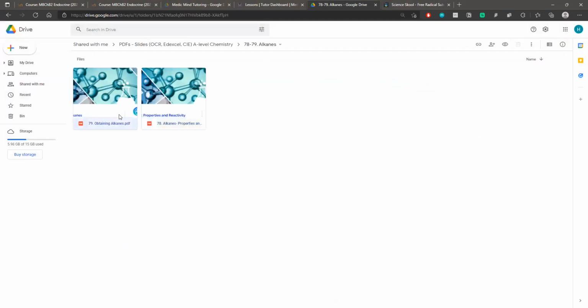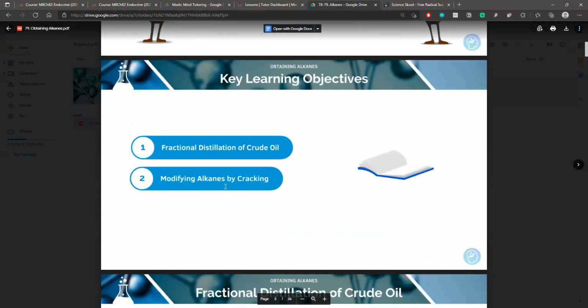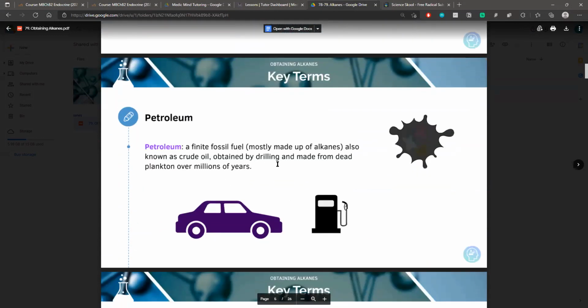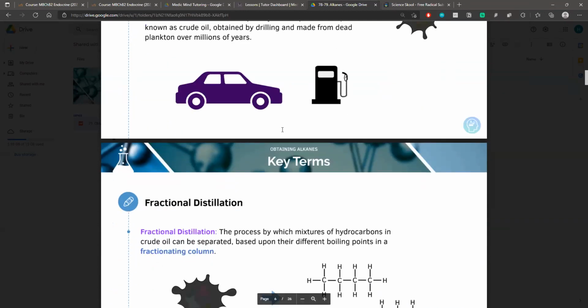Okay, fine, cool. All right, obtaining alkanes. This should be fairly self-explanatory in the sense that it is literally fractional distillation and cracking. So stuff that you've probably done many, many times. So petroleum is a finite fossil fuel obtained by drilling and is made up of basically dead plankton over millions and millions of years. It's really, really compressed. There's loads and loads of carbon life form in there. It's basically tightened plankton. You can't produce that outside of a natural environment.